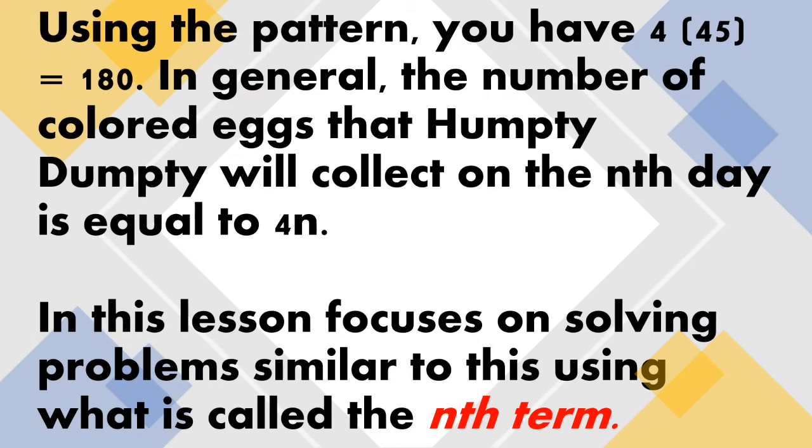Using the pattern, you have 4 multiplied by 45, which is equal to 180. In general, the number of colored eggs that Humpty Dumpty will collect on the nth day is equal to 4n, or 4 times n. This lesson focuses on solving problems similar to this using what is called the nth term.